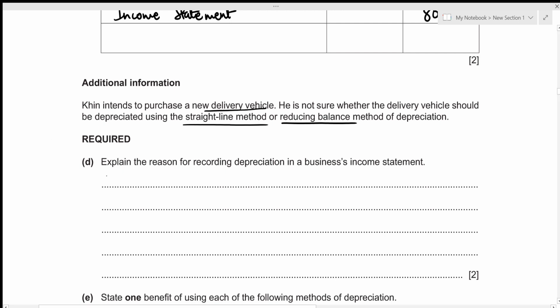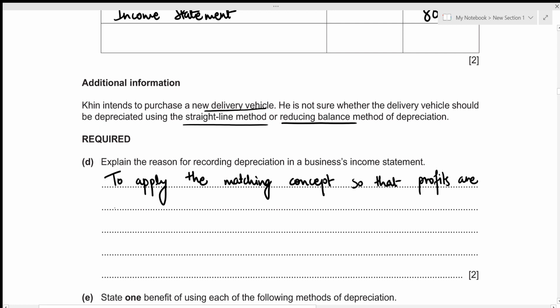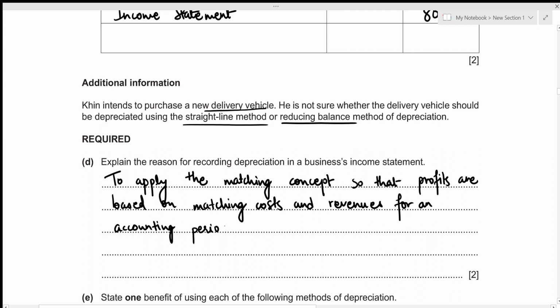Let's write it down. To apply the matching concept, so that profits are based on matching costs and revenues for an accounting period irrespective of actual receipts or payments.